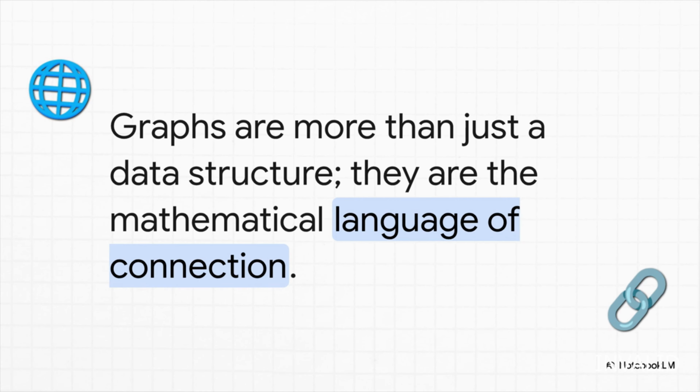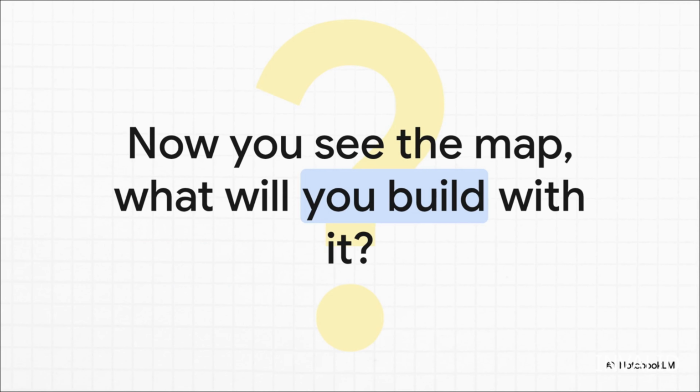So, you see, when you strip it all away, graphs aren't just a boring data structure. They are the mathematical language of connection. They're the blueprint for how everything is connected, from people to websites to ideas. This is the invisible architecture behind social networks, GPS, even mapping the human genome. Understanding this stuff, it's like someone just handed you a secret map to the entire digital universe. And the best part is, now you know how to read it. So the only question left is, what are you going to build with it?